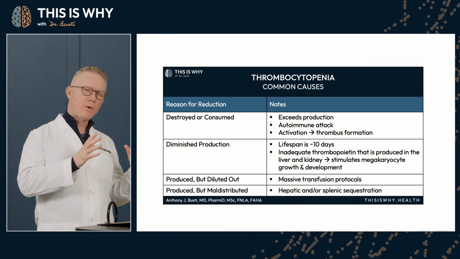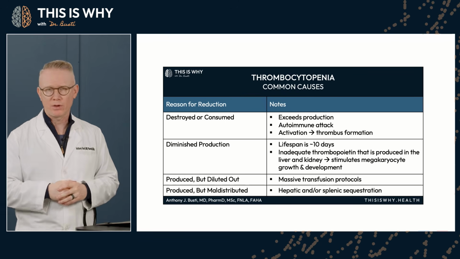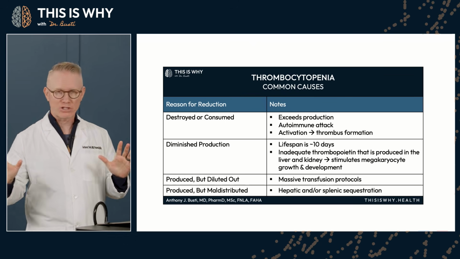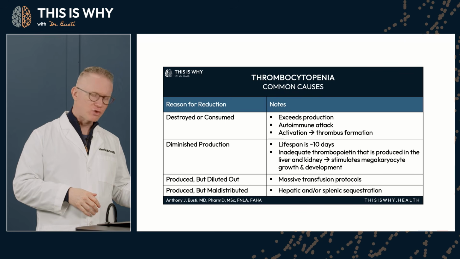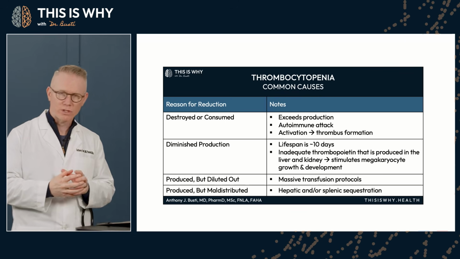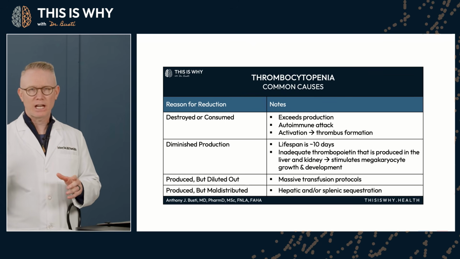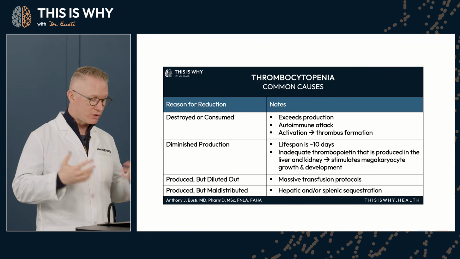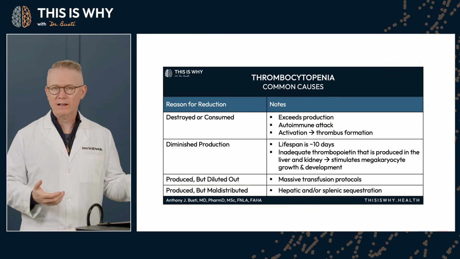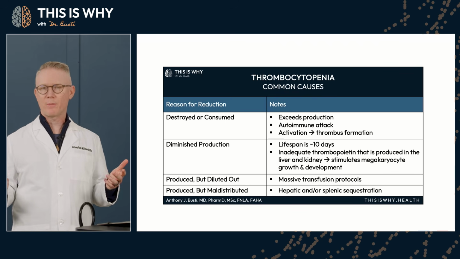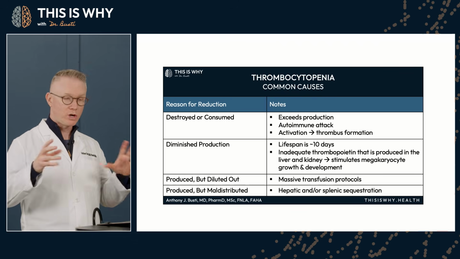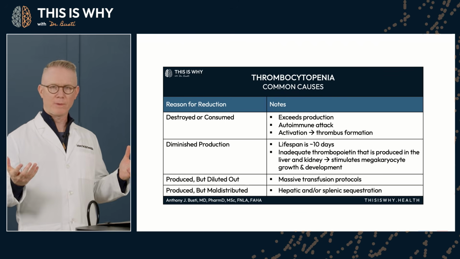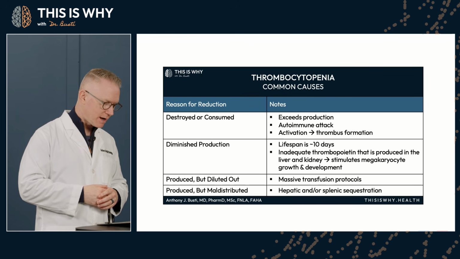All right, now what would be the reasons for some of those low counts, in general? We talked about some of the conditions, but when destruction or consumption is exceeding production, that would be a reason. So the platelets are being used, or you're destroying them. Autoimmune attacks or autoimmune activation, like in heparin-induced thrombocytopenia, where we're turning on the platelets and they're aggregating and forming thrombus all throughout the body, which then infarct multiple organs, okay?